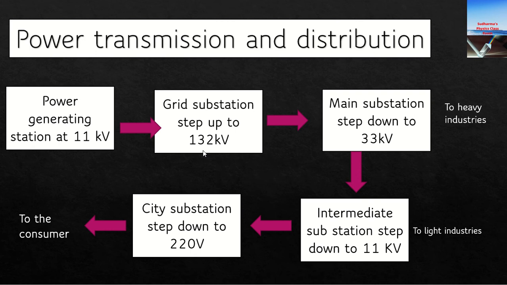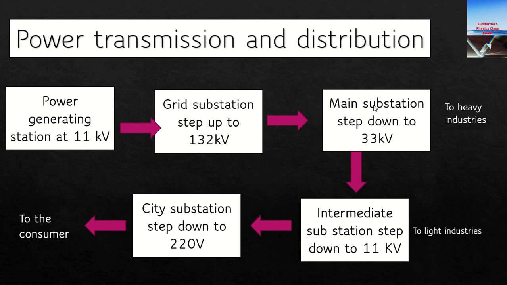In that case, if the current is also more, then the heat generated is going to be more. When the heat generated is more, a lot of energy will be wasted in the form of heat. So to reduce the current, the voltage will be increased for the transmission purpose. And this 132 kilovolt is a very high voltage. We don't need that much high voltage. Understand, this is only for the transmission purpose.